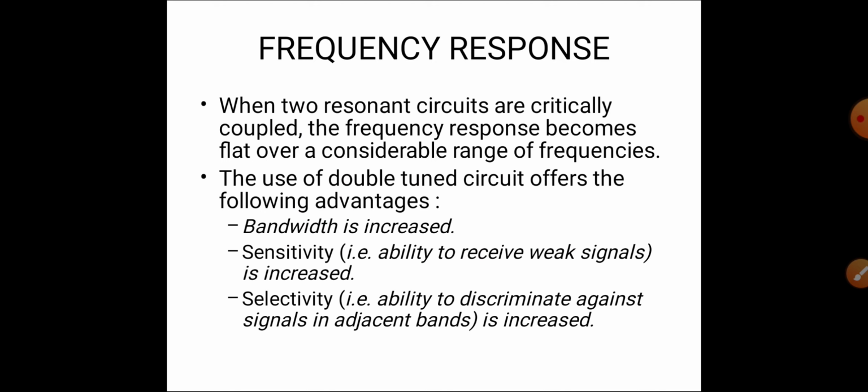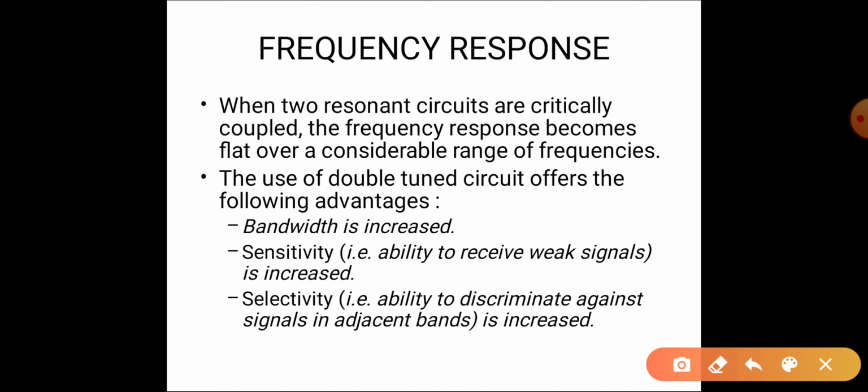So when these two resonant circuits are critically coupled, the frequency response becomes flat over a considerable range of frequencies. Just keep in mind that this is not equal to the frequency response of an audio amplifier. The frequency response of an audio amplifier is totally different from these tuned amplifiers. So here the use of double tuned circuits offers the following advantages. The first advantage, as we have already discussed, is that the bandwidth is increased, because of the flatter frequency response.